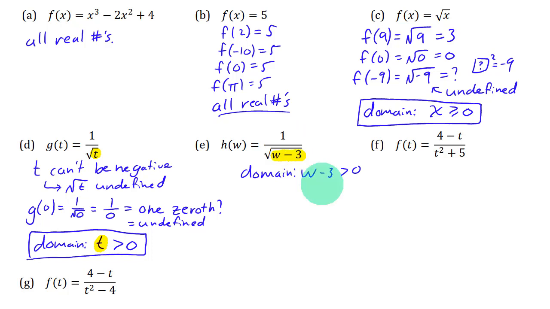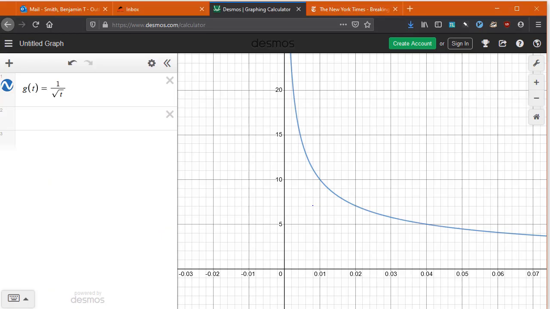So if you want to know what w's make this work, just add 3 to both sides to get w by itself. And that's going to give you w is greater than 3. And if you're not sure about this, you could always graph it. Let's do that real quick.